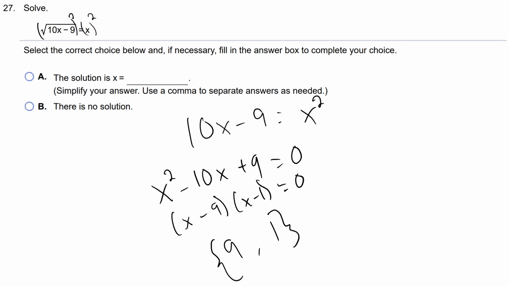So now all that's left is to take those two and plug them back in to see if it works, okay? If we plug in the 9, we get 90 minus 9, and that's 81, and we square root it. But if we plug in the 1, does it still work? And the answer actually is yes. So both of these are correct solutions.